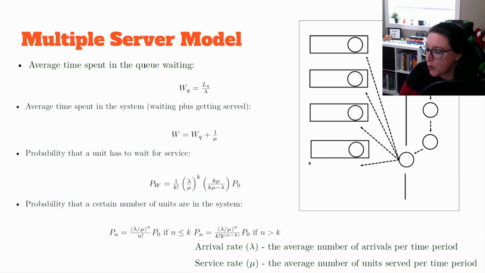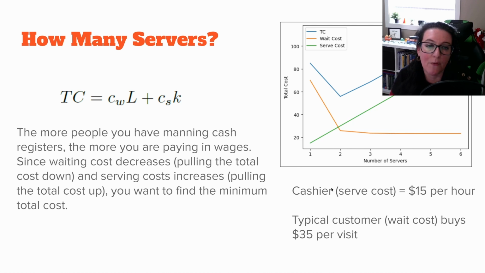If we have one queue and multiple servers, then we need to answer the question of how many servers we should have. And so we need to look at the total cost of the servers. For example, if we have cashiers that cost $15 an hour, so we're paying Alberta minimum wage, how many cashiers should we have at our grocery store? Well, the more people we have manning the cash registers, the more we're going to be paying in wages. That means the more servers, the higher the server cost. That's going to pull the total cost up.